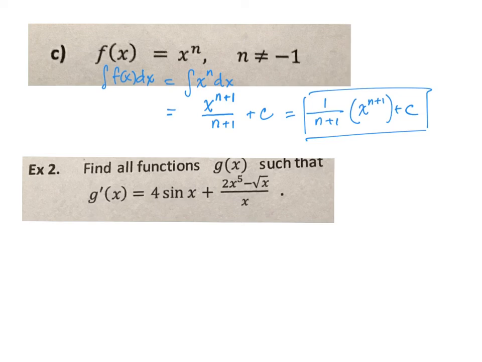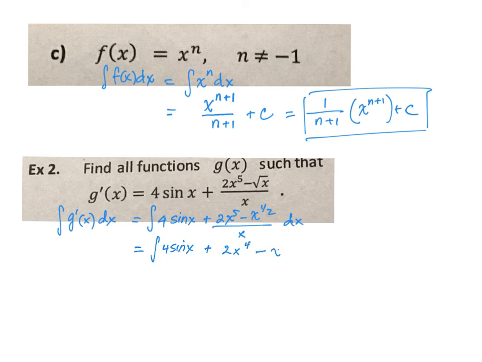Now let's do example number 2. We're looking for g, and we're going to take the antiderivative of g prime. The integral of g prime of x dx equals the integral of 4 sine of x plus 2x to the 5th minus x to the 1/2 power all over x dx. And that equals the integral of 4 sine of x plus 2x to the 4th, dividing each term by x, minus x to the negative 1/2 dx.